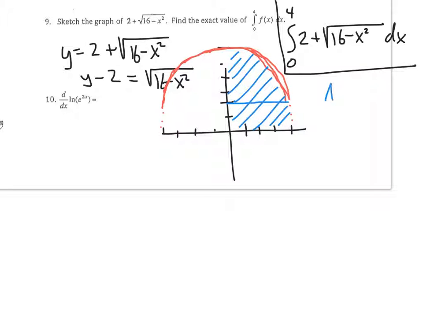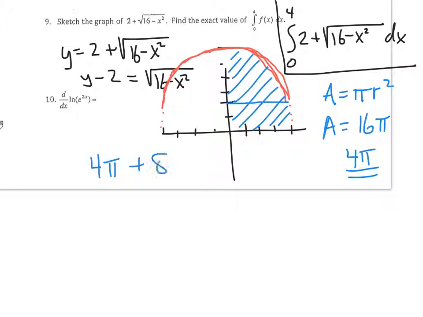Okay, so the circle is pi r squared, where the radius is 4. So the whole circle would be 16 pi. You don't want the whole circle there, you only want a quarter of it. So the area that we want is going to be 4 pi, 1/4 of that. And then the rectangle is going to be 8, and so your final answer is 4 pi plus 8. Very typical problem. Expect something like that on the test.